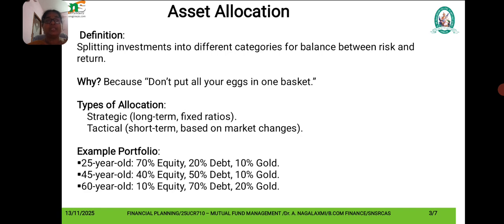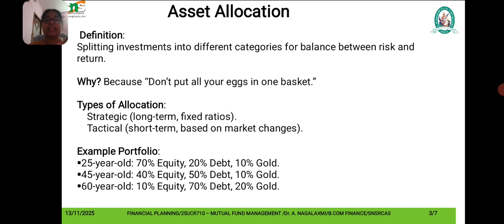Now we are going to see the types of asset allocation. Strategic, that is long term, fixed long term ratios. That is 60% in equity, 30% in debt and 10% in gold is said to be strategic. Tactical, that is short term and based on market changes, adjusted based on market conditions. Increasing equity allocation when markets are low. So this is the strategy to be followed.